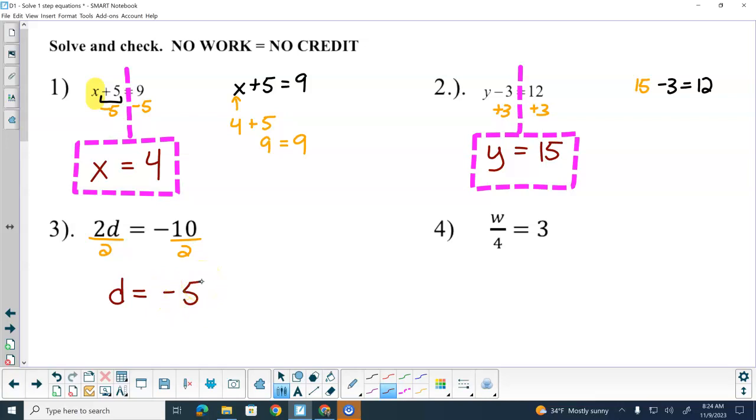Now, we need to check our work again, right? So we've got 2 times negative 5, and we hope that that is negative 10. 2 times negative 5.